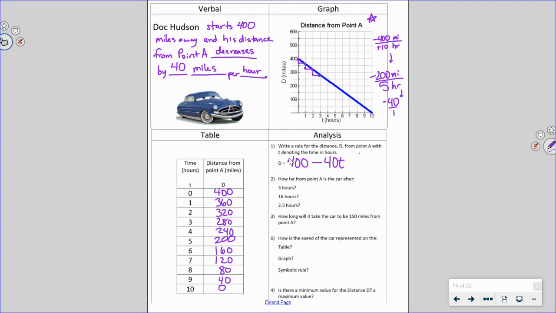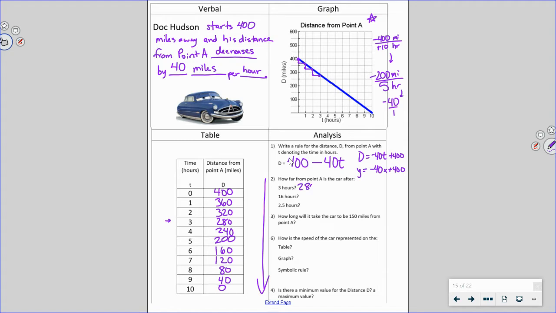Go ahead. Some of you might have put the negative 40 per t first, the positive 400 second. If you're looking for y equals mx plus b form, you can put it with y and x. All right, here we go. 3 hours, how far away? Actually, I would encourage you, pause, complete the rest of the analysis section, come on back when you are ready.